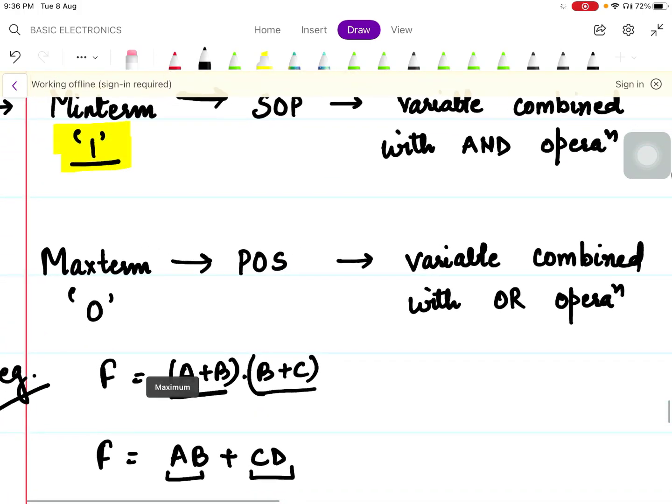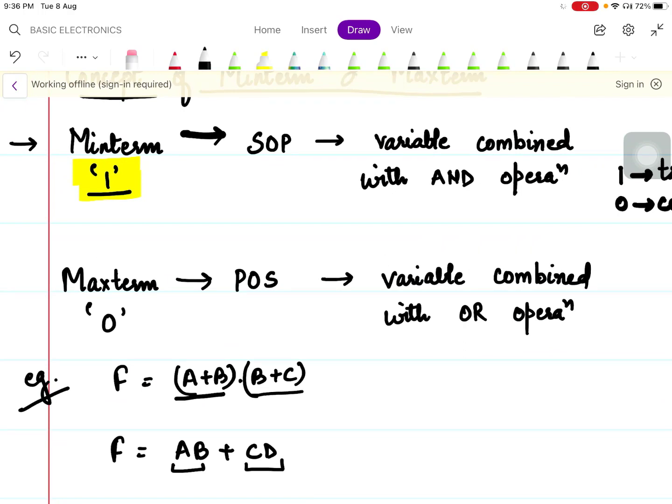Now, as you can see in the example, I have taken the first example as f is equal to (a plus b) dot (b plus c). So first of all, this is product of sum. Why product of sum? You can see that the variables are combined with OR operation and in between the terms we have the product operation. So this is product of sum. And this is sum of product.